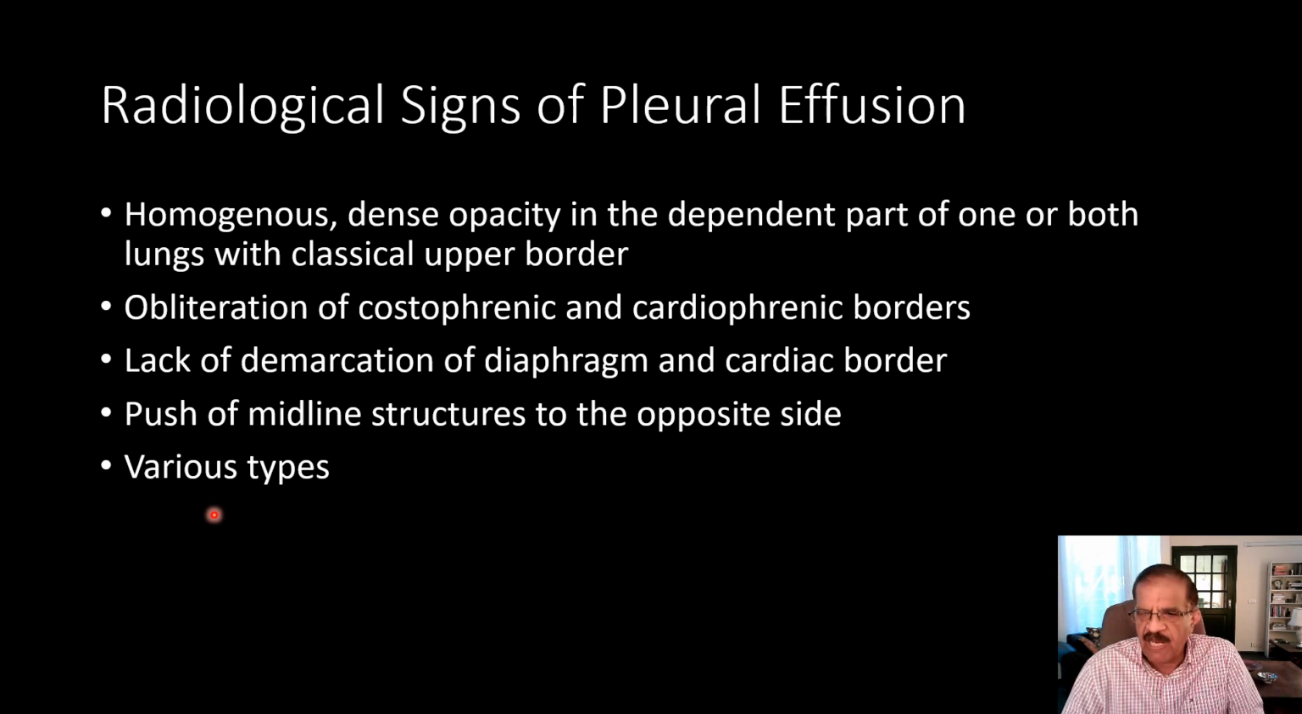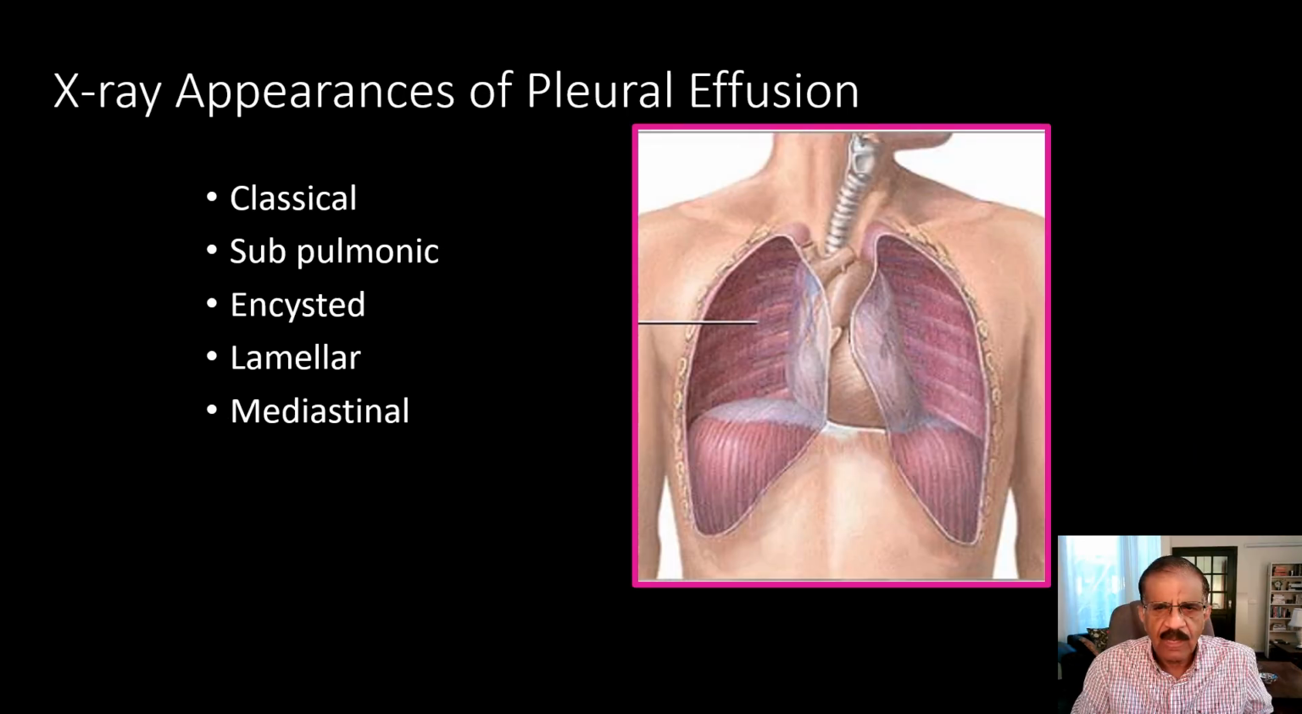There may be bilateral effusions. So at that, I think completes our module on pleural effusion. This cartoon will give you a very good idea about various types of pleural effusions. This one is classical, taking up the lower part and then obliterating costophrenic angle, cardiophrenic angle, uniform opacity, and curvilinear border. This may be subpulmonic.